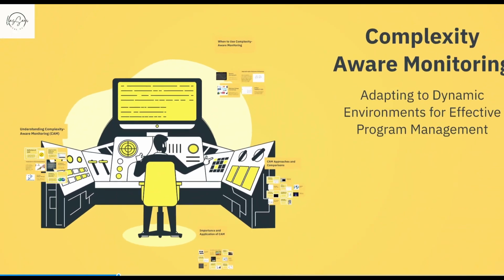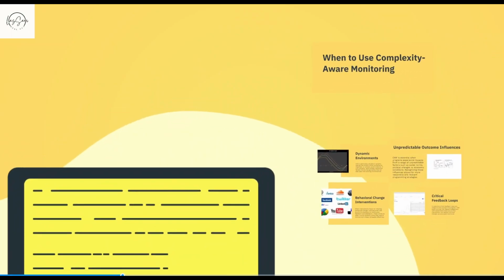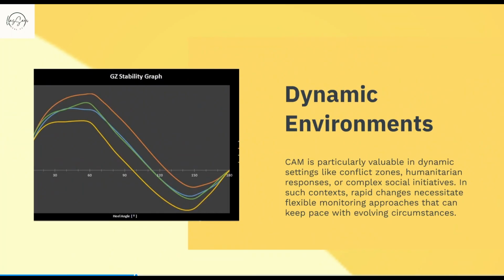Next, we look at when to use complexity-aware monitoring. We use complexity-aware monitoring in dynamic environments. CAM is particularly valuable in dynamic settings like conflict zones, humanitarian responses, or complex social initiatives.